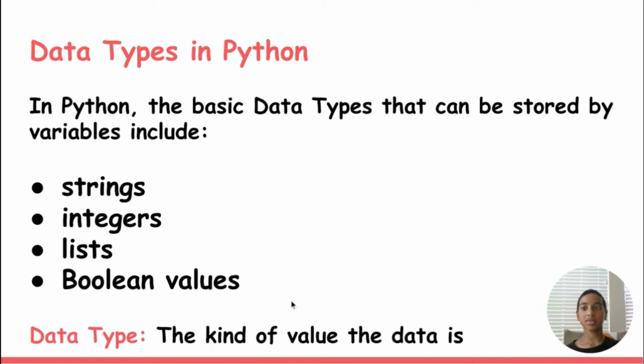Data types in Python. In Python, the basic data types that can be stored by variables are strings, integers, lists, and Boolean values. The data type is the kind of value the data is. You may only know one, or you may know all of them. One, you know what integers are, right? All whole numbers and their opposites.